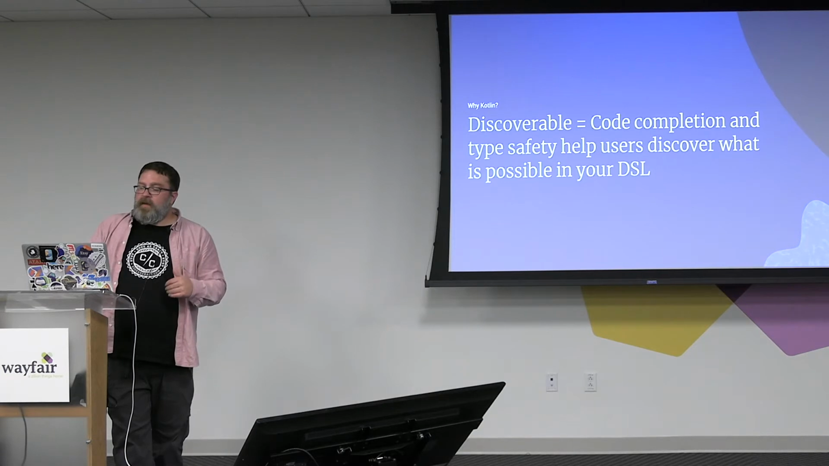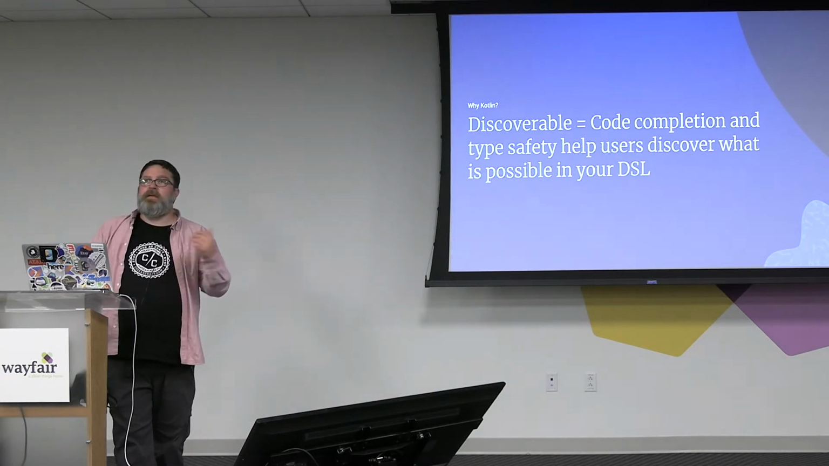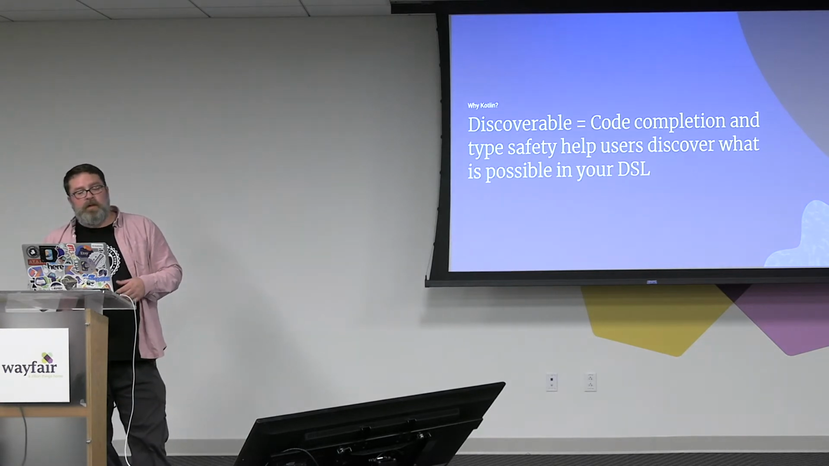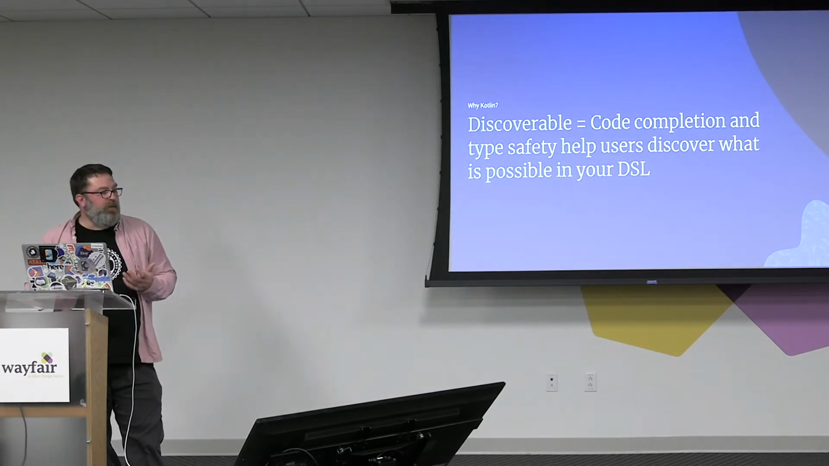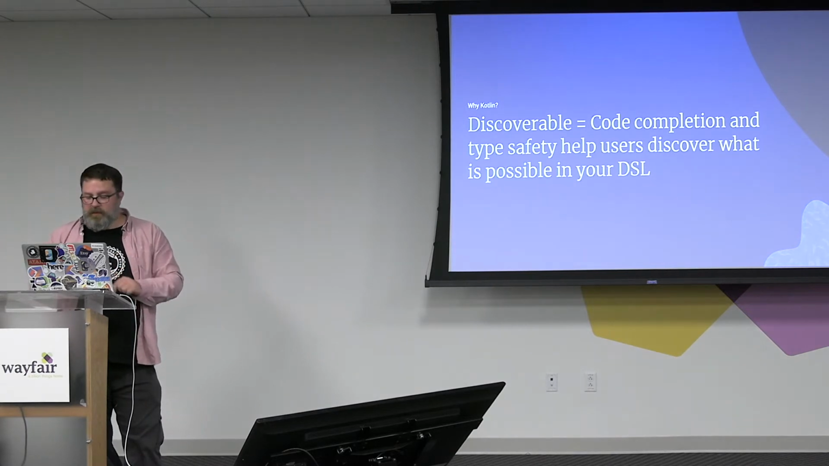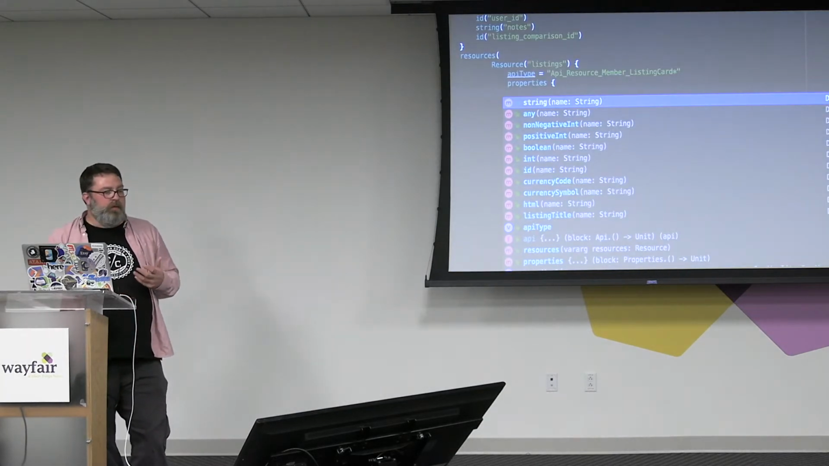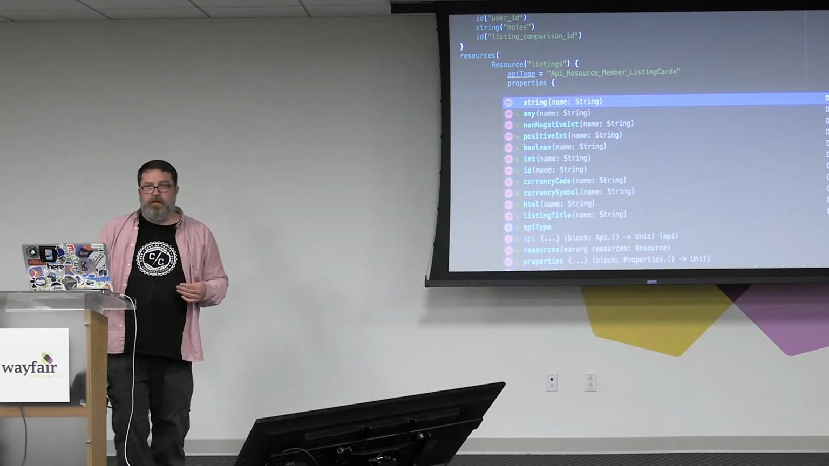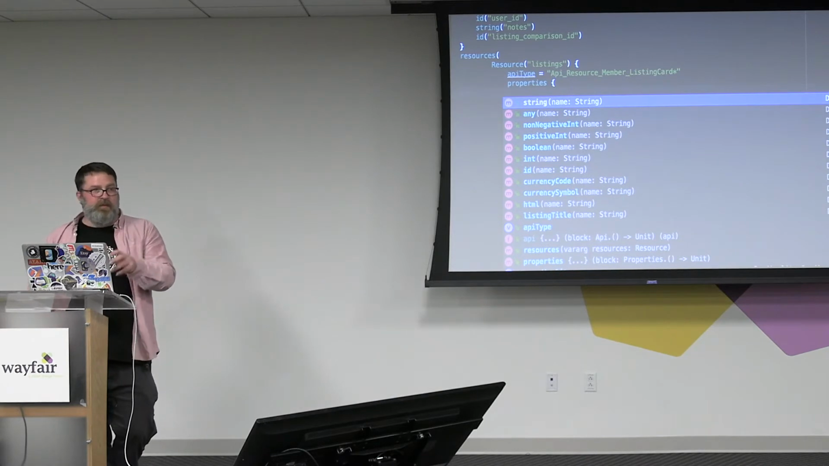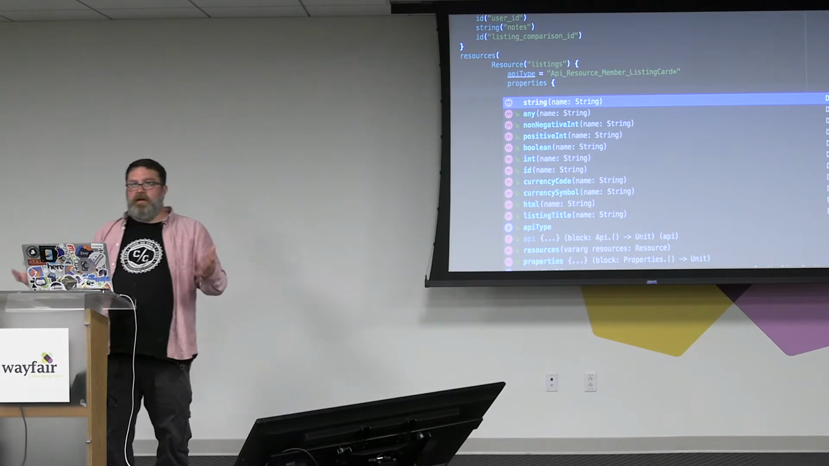The reason I chose Kotlin, I was inspired by that talk, but also because it's discoverable. Code completion and type safety help us discover what's possible in your DSL. When somebody working in your DSL hits control space, it helps them know exactly what types they're allowed to use, because IntelliJ will figure out the right types for that context. And it's very nice for when you're trying to train other engineers.